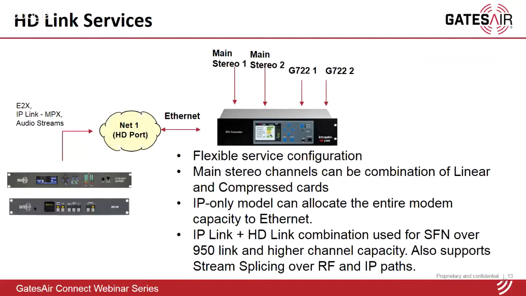And as a result, using one of those formats, the user can easily transport more than a dozen audio channels through HD-Link. The two G722 mono channels are built into the system, and they are always available for use, even in an all IP model.